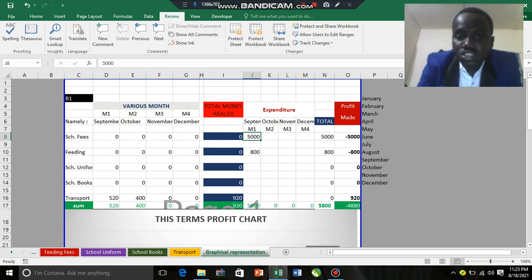But what is essential is within every month, the expenditure you have to enter it in, and it will tell you whether you are making profit or loss. And in totality, you get to know how a particular class is faring. And this is the same for the rest of the other models.